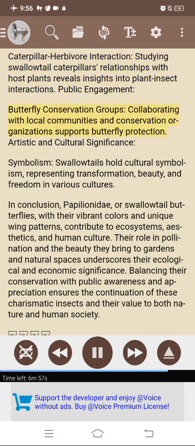Public engagement. Butterfly conservation groups. Collaborating with local communities and conservation organizations supports butterfly protection. Artistic and cultural significance. Symbolism. Swallowtails hold cultural symbolism, representing transformation, beauty, and freedom in various cultures.